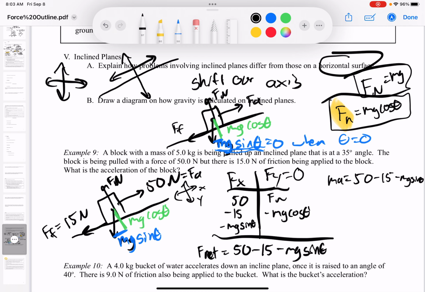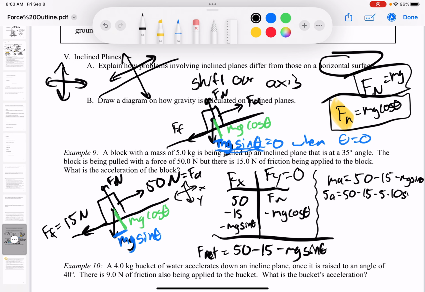And then we can go ahead and plug in values. So then I have 5a equals 50 minus 15 minus 5 times, I'm just going to use 10 for g. Remember, this negative sign here, we're already putting a negative for that g because that has to do with the direction of the actual vector here. So we don't need to plug in a negative value for this g here. We just plug in a positive value.